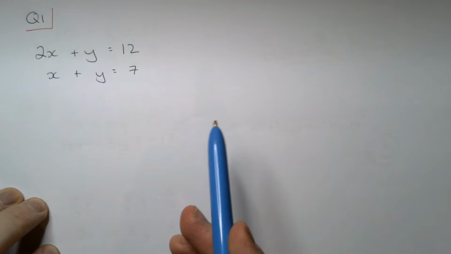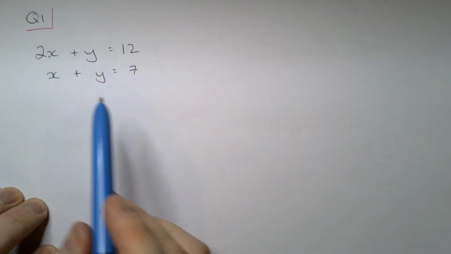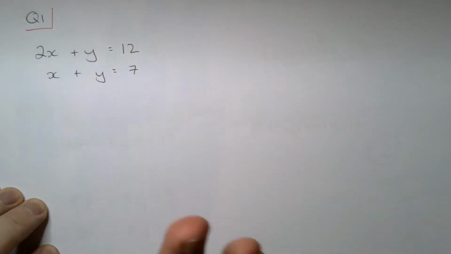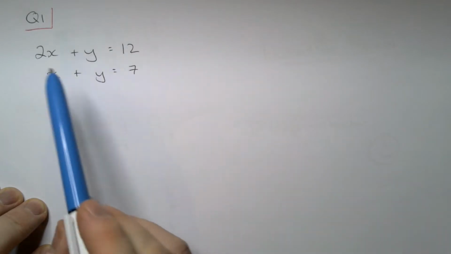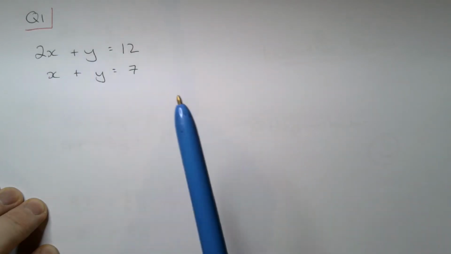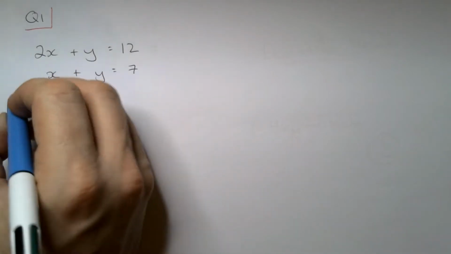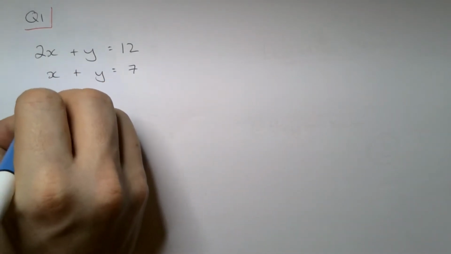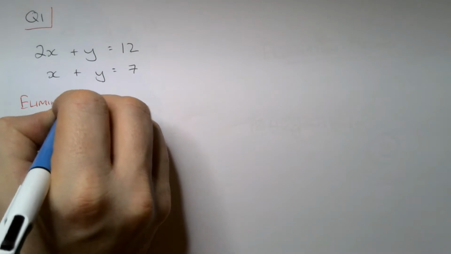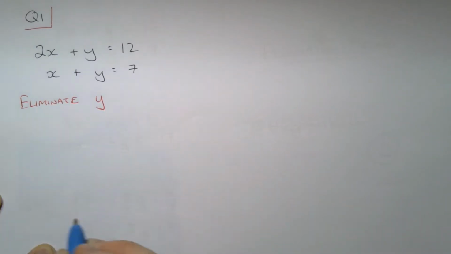So for the elimination method, our aim is to get rid of one of the variables. And we can choose, and you always have this choice, to get rid of x or to get rid of y. So I'm going to choose in this case to eliminate y. Now you might have chosen to eliminate x, and that's totally fine. You can even try this after doing that, but I'm going to eliminate y.